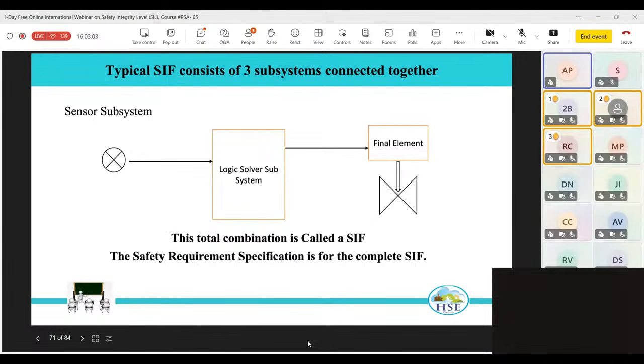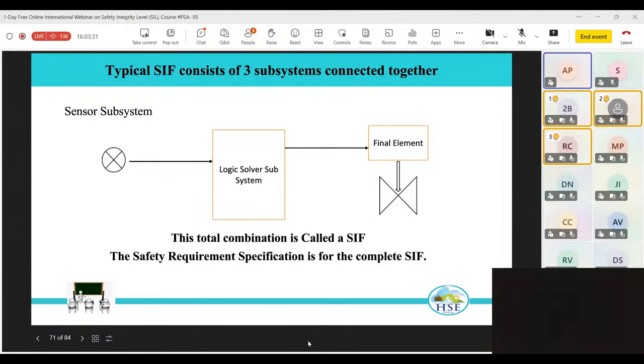Okay. Then the last thing, this is the safety function. The safety function consists of three subsystems: sensor subsystem, logic solver subsystem, and final element subsystem. Now, most of the time, the safety instrumented function is normally inside a hazardous area, so barriers or some such accessories will come into the picture.